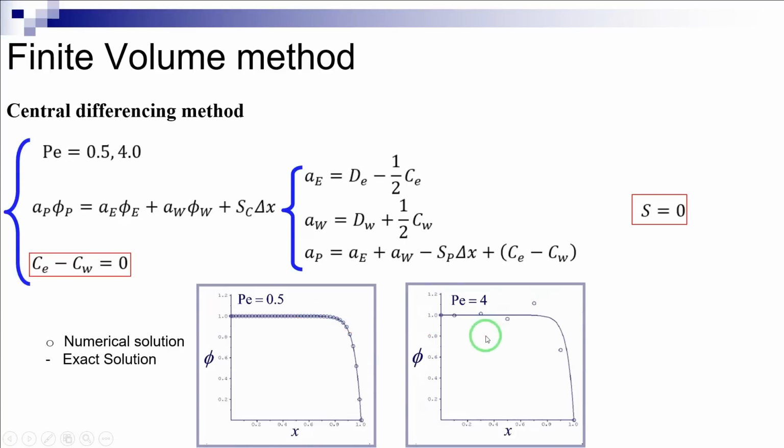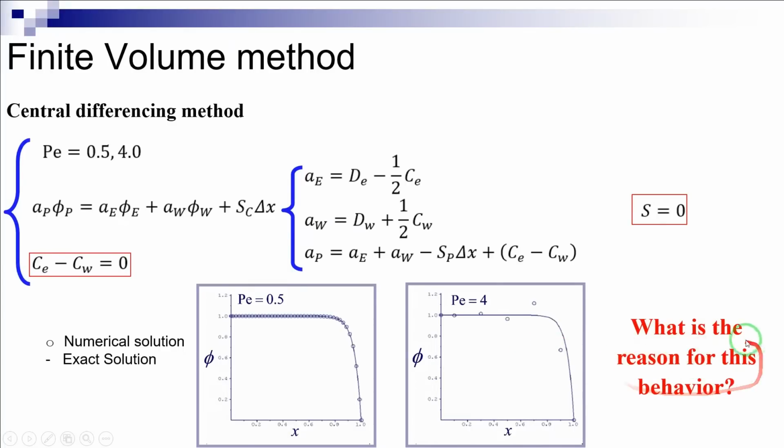As can be inferred from these figures, in the first case, which is equivalent to Peclet number equals 0.5, the results of the numerical solution are completely consistent with the results of the exact solution. In the second case, which is equivalent to Peclet number equals 4, the results are not consistent at all. This indicates that some of the assumptions used in the discretization of the equation are unrealistic or unphysical. Thus, the question that arises here is: what is the reason for this behavior?